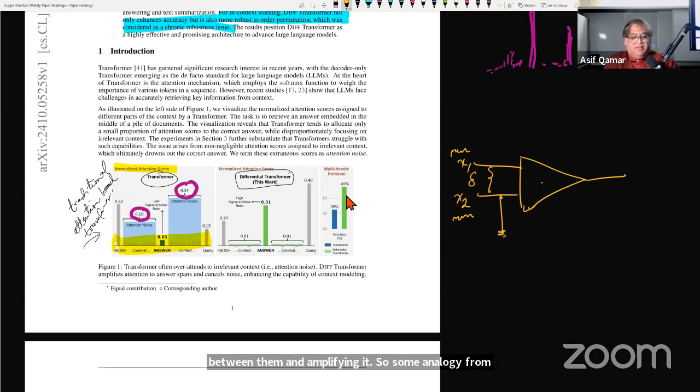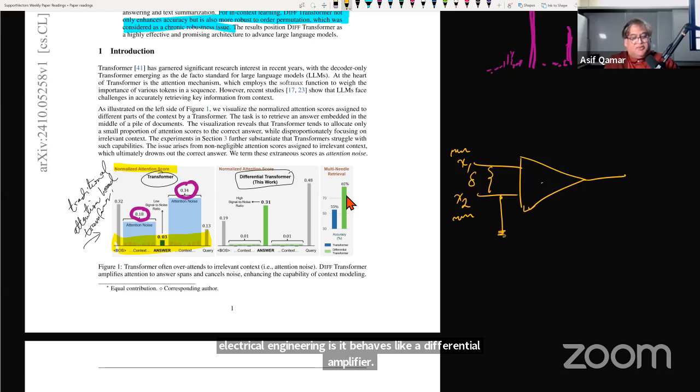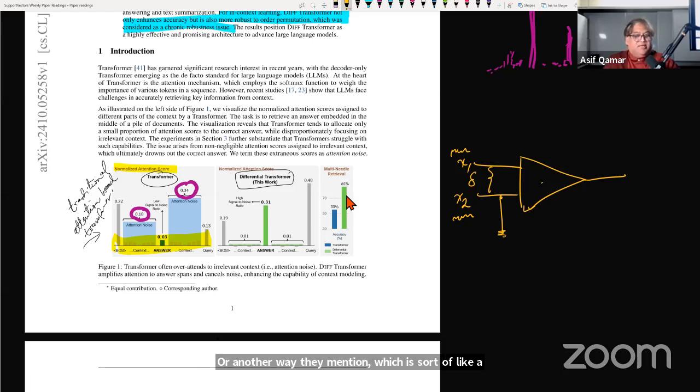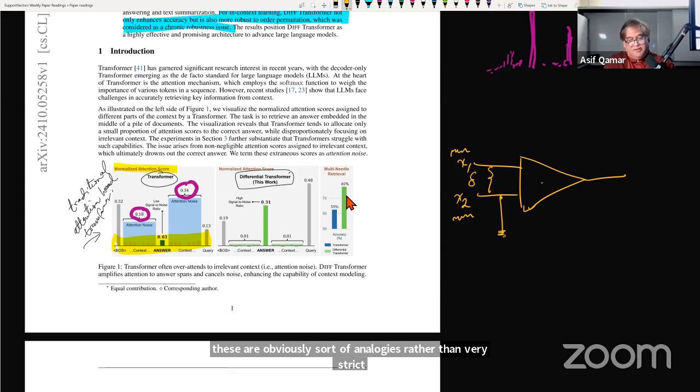So some analogy from electrical engineering is it behaves like a differential amplifier. Or another way they mention, which is sort of like a noise cancellation headset. In a noise cancellation headset, you take, of course, the noise signal, and then you basically invert its phase. And so you remove it, you filter it out. So these are obviously sort of analogies rather than very strict equivalences, but be as it is.